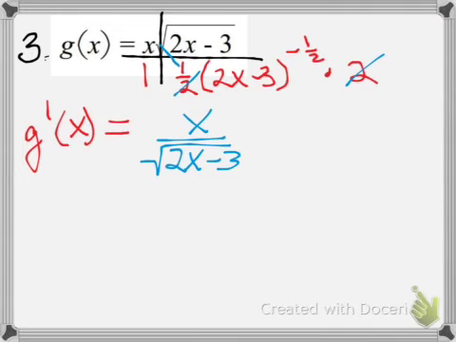See that? And multiplying across there to there, I would get plus 1 times the square root of 2x minus 3, which is just the square root of 2x minus 3.